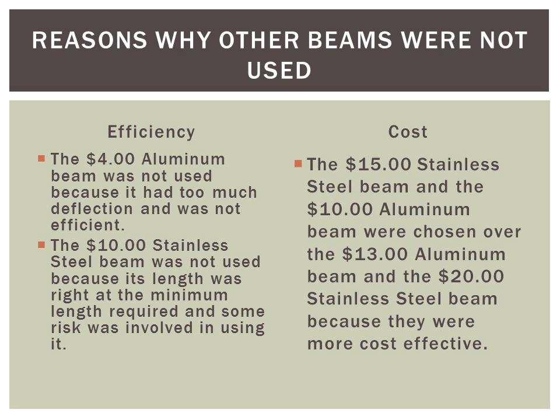The reasons why the other beams were not used was because they either weren't efficient enough or they cost more. The $4 aluminum beam wasn't used because it just had too much deflection, and the $10 stainless steel beam wasn't used because it wasn't long enough. The $15 stainless steel beam and the $10 aluminum beam were chosen over the $13 aluminum beam and the $20 stainless steel beam because they were more cost effective.